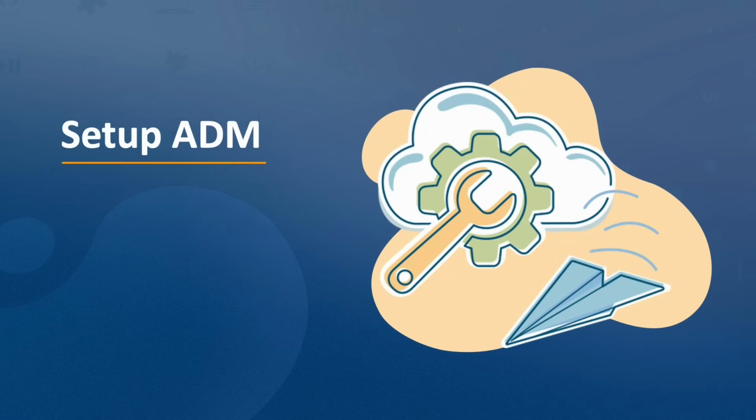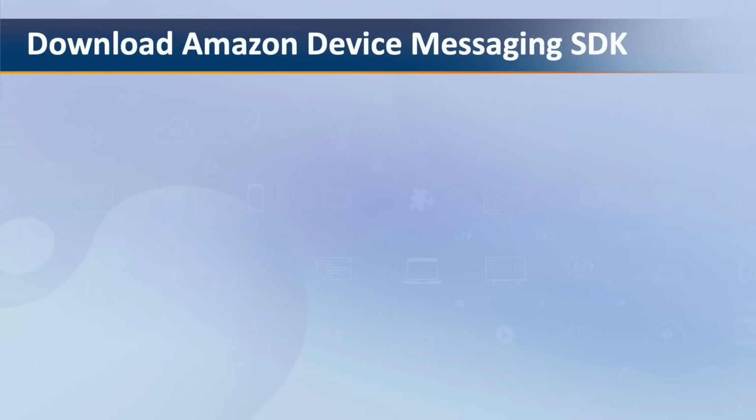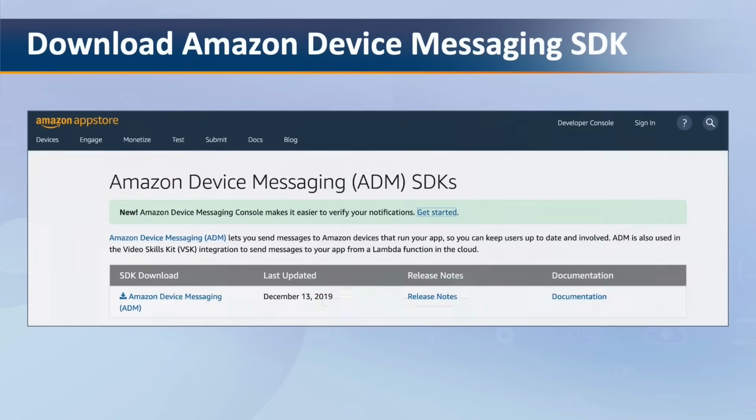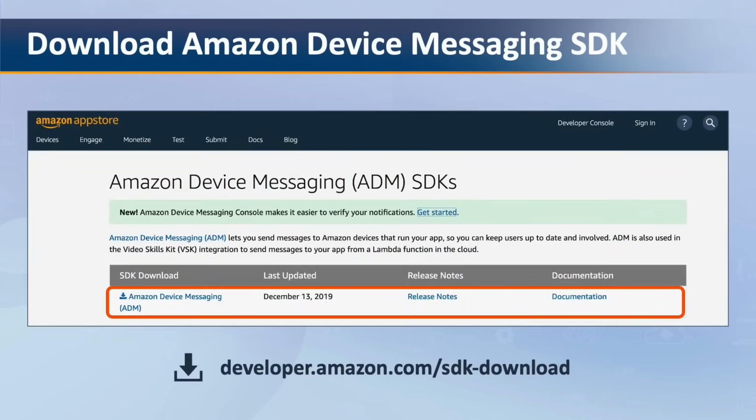So how do we set up ADM? First of all, we have to head to the SDK download page and download the Amazon Device Messaging SDK for Android. The download includes the ADM jar file, the API documentation and some samples. Then we can extract the zip file in a directory we prefer.